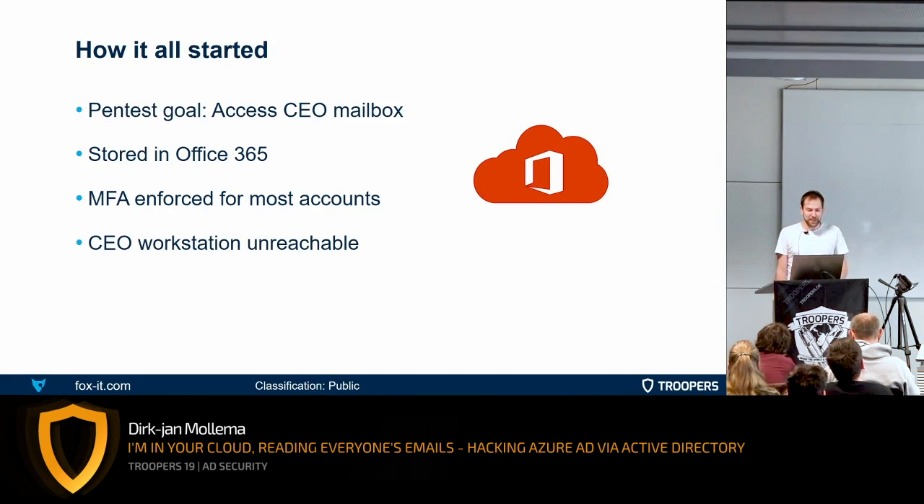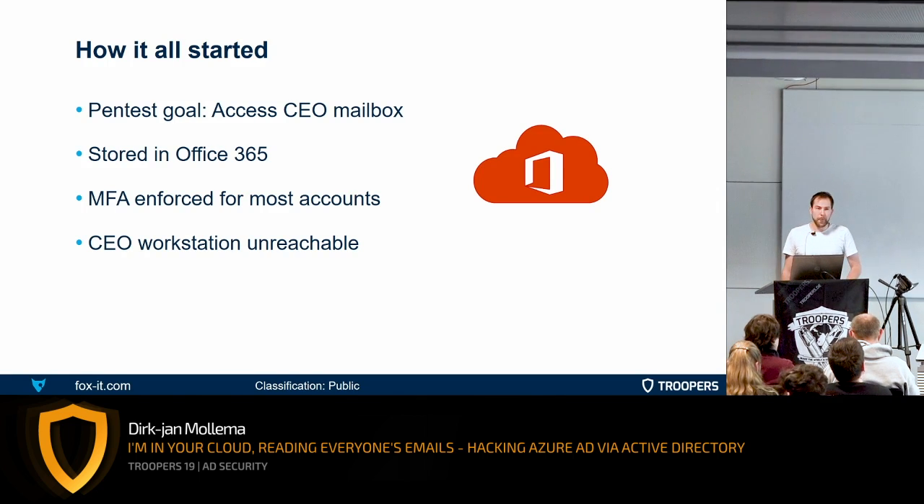So let's start with how it all started for me. It was last summer, and I was on a pen test, and the client had set some goals for us. One of the goals was, okay, can you try to see if you can access the CEO's mailbox? The mailbox was in Office 365, and almost all of their users had multi-factor authentication enforced, and the CEO wasn't really in the office, so we couldn't just try to compromise his workstation and go from there, but we still wanted access to that mailbox.